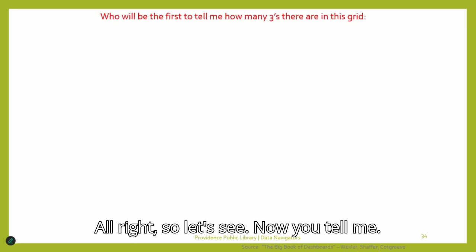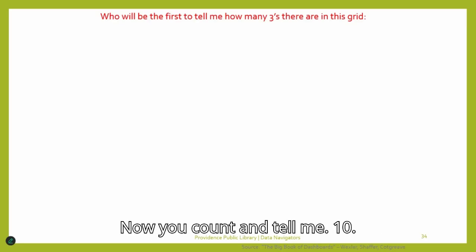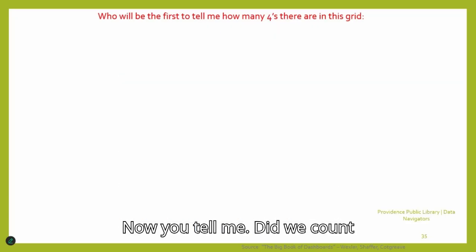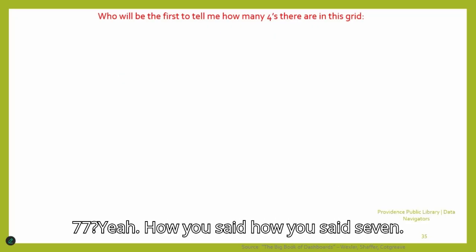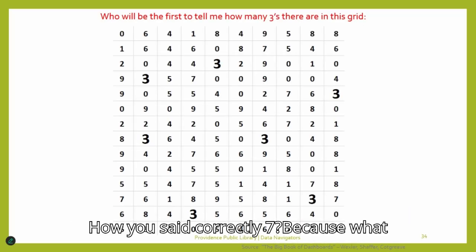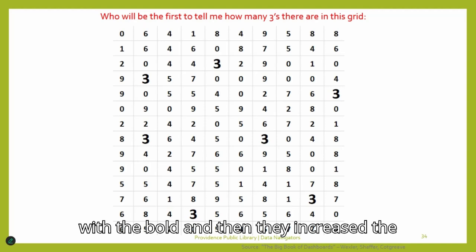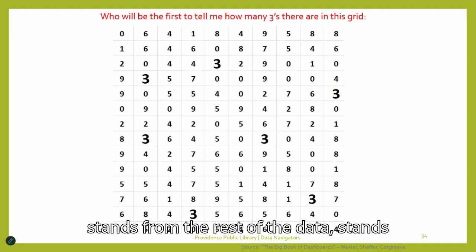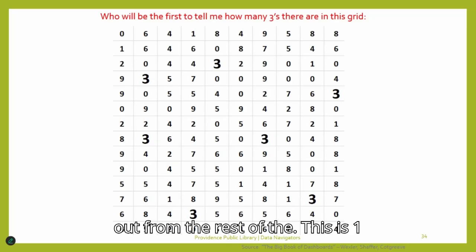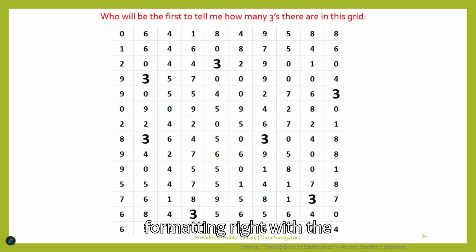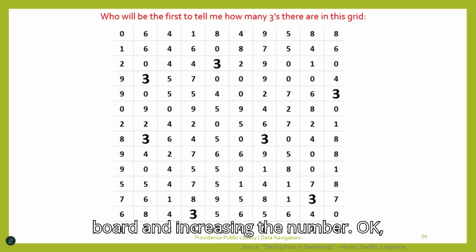All right. So let's see. Now you count and tell me. Now you tell me, did you count it? Seven. Seven. Yeah. How did you say seven correctly? Because what technique did they use in this visualization? They made the number 3 bold and increased its size so that it stands out from the rest of the data. This is one visualization technique. You got that? Formatting, right? With the bold and increasing the number.